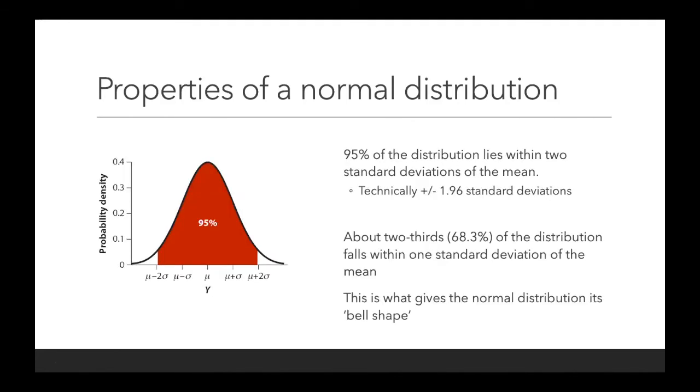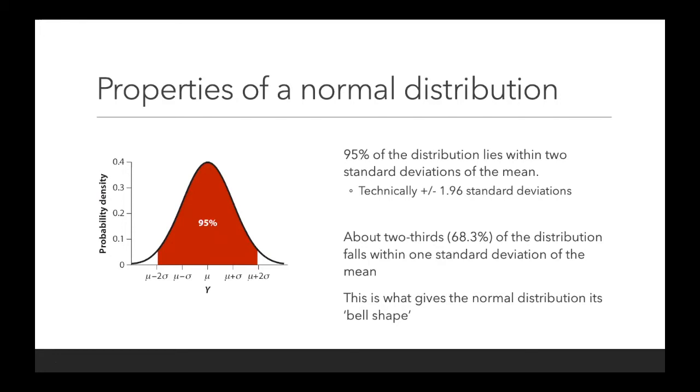Now, there are other properties of the normal distribution that determine its bell-like shape. The first is that about 95% of the distribution lies within two standard deviations of the mean. So 95% of the observations are going to fall in between mu minus 2 standard deviations and mu plus 2 standard deviations. Now I said about because technically it's within 1.96 standard deviations of the mean, but in most cases we tend to just think of it as 2 standard deviations away from the mean in the positive or negative direction.